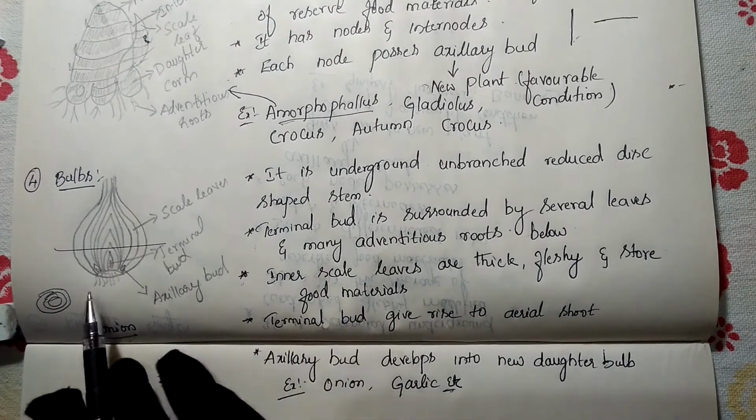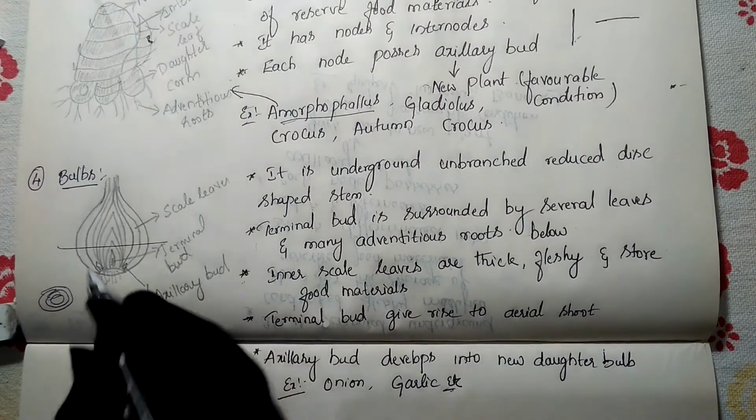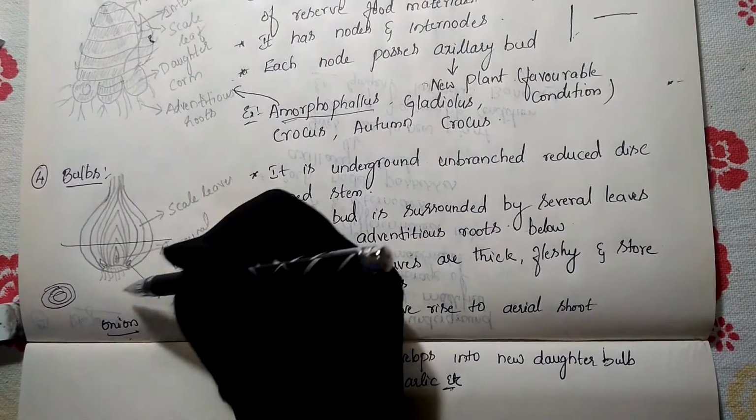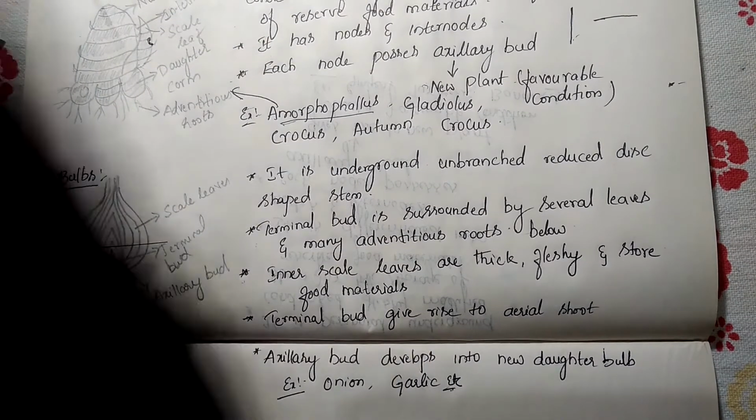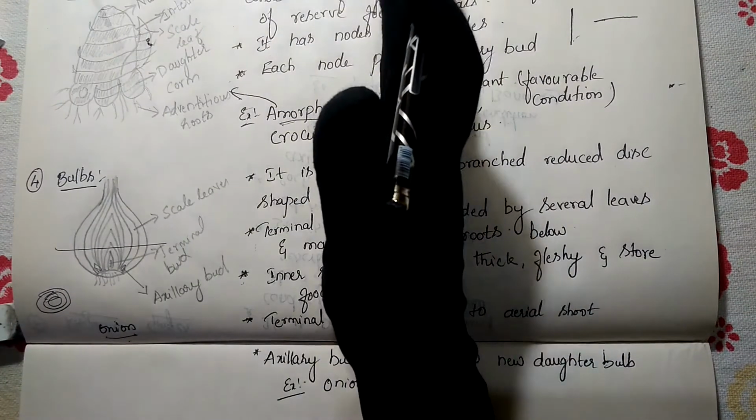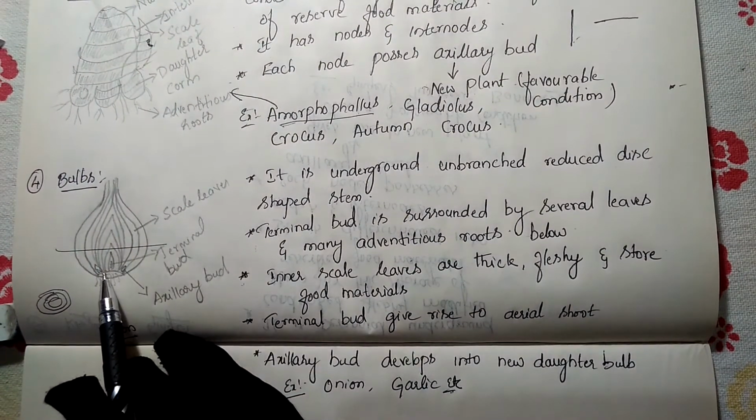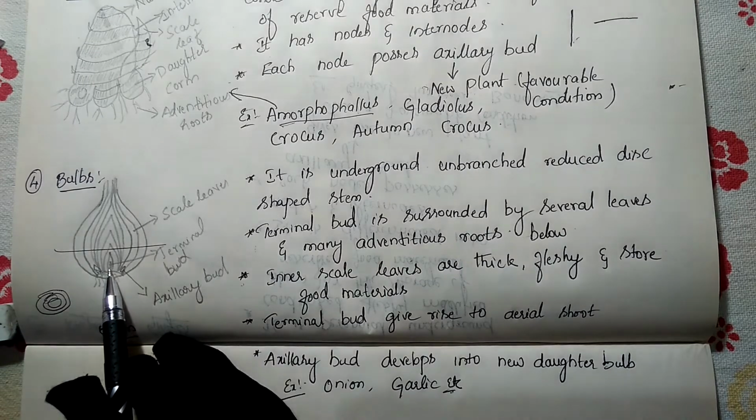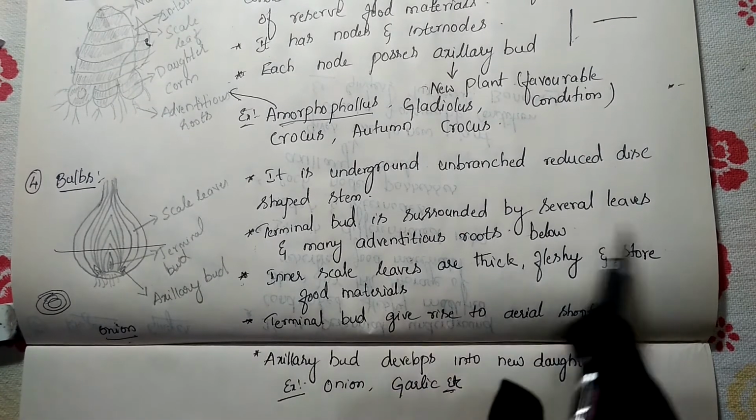Next, the onion contains the terminal bud. This is the vertical section of the onion. If you cut it like this, the onion appears in this manner. If you cut in vertical section, we will find the terminal bud in the middle. It contains the terminal bud, which is surrounded by many leaves here.